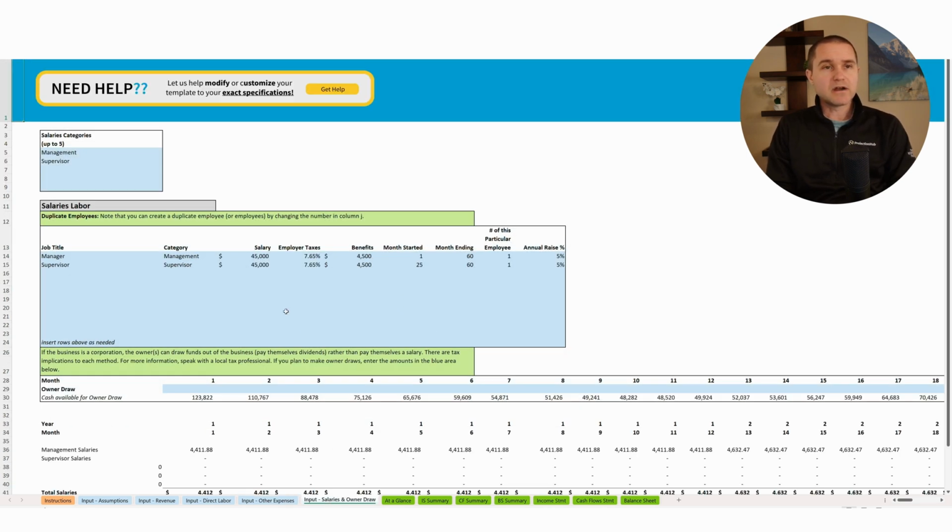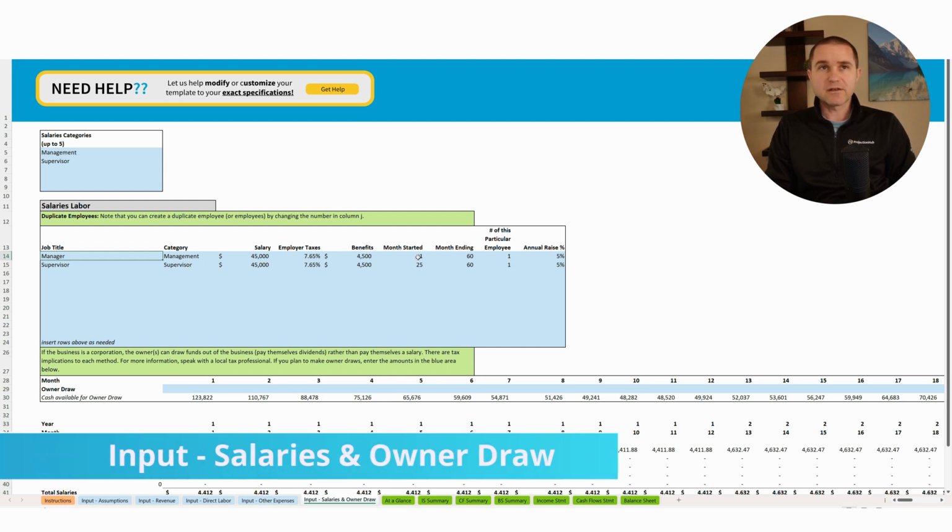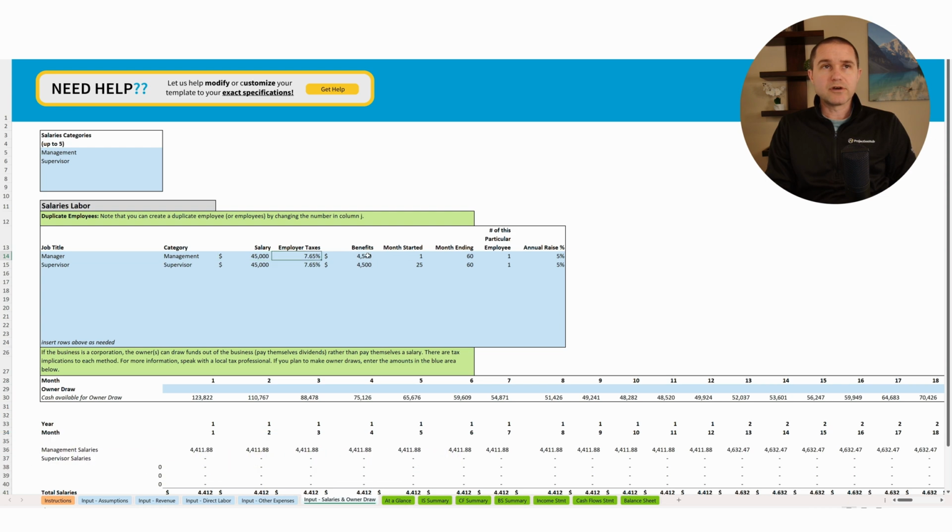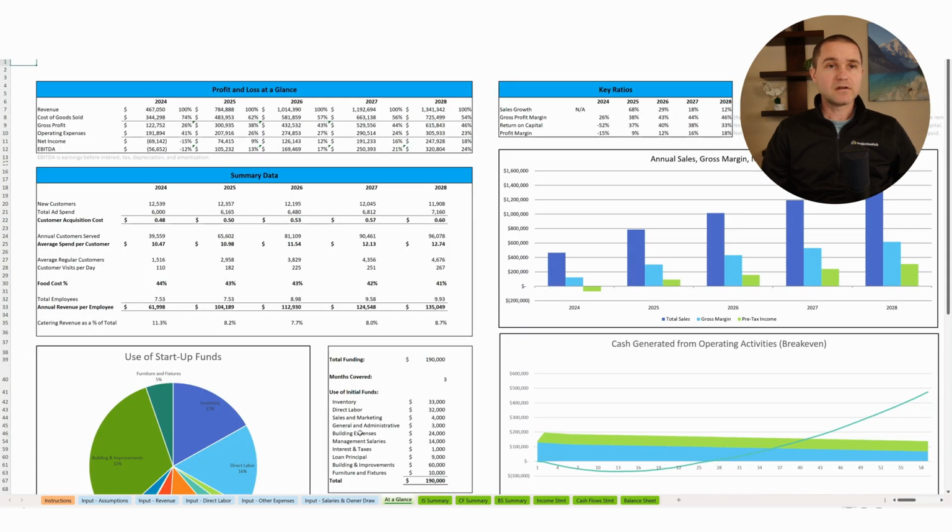And then finally, we can put in our salaried positions. So we've already talked about direct labor and the hourly employees on the direct labor tab, but you might also have a manager or supervisor that has a specific salary. Here you can enter their annual salary, their employer taxes, benefits, and then what month they will start. So this position is going to start in month 1. And for the supervisor, we're not going to hire the supervisor until month 25. So at the beginning of year 3 in the model, we're going to hire a supervisor as well. And you can also set the number of those particular employees. So if you said, well, I'm actually going to have 3 shift supervisors, you could put in 3 here as an example. And that is it on the input side of things.